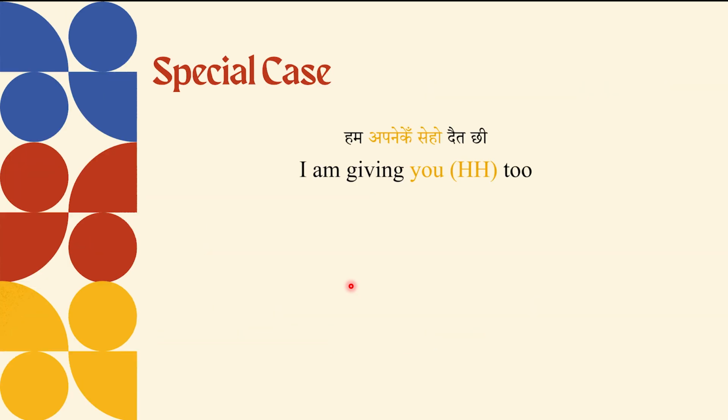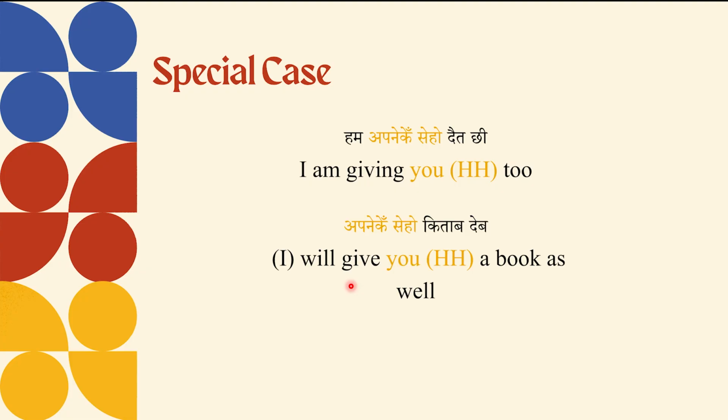So, there are some special cases that we should look at. So, in this sentence, हम अपने का सेहो दैत छी. I am giving you too. अपने का सेहो किताब देब. I will give you a book as well.